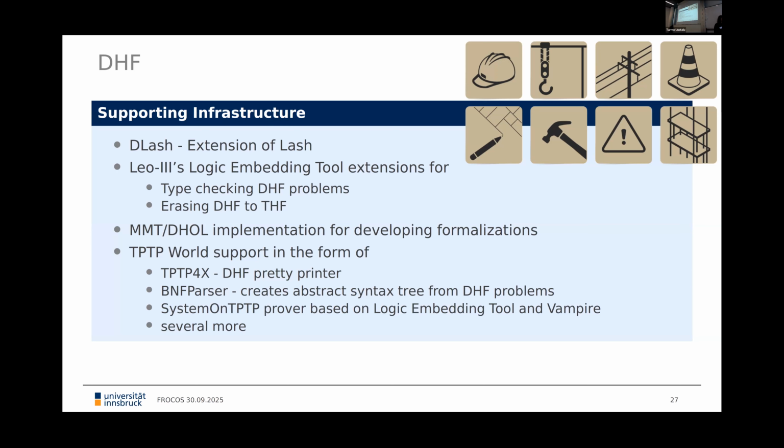There is the MMT DHF implementation, which is mainly used for developing formalizations and was extensively used in the original paper. And we also have the TPTP world support in the form of TPTP4X, which pretty prints DHF programs. We have the BNF parser, which generates a syntax tree. And of course, SystemOnTPTP has its own prover variant, which is basically just translating a DHF program into THF and then giving it to Vampire. And the other nice things we are used to in the TPTP world.